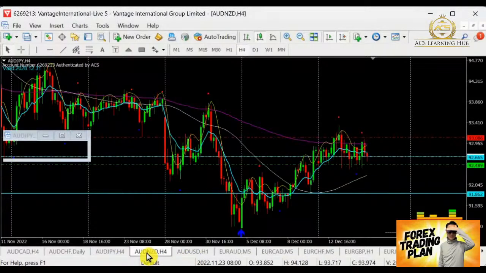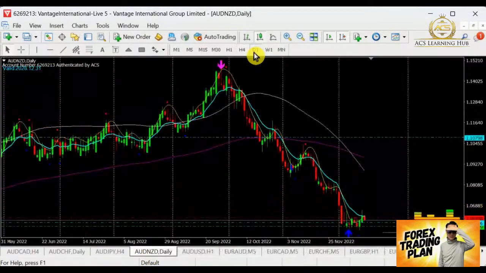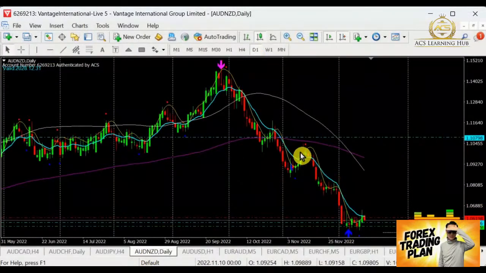Now Aussie Kiwi. We are in the bear, but this bear has already reached a support, an area that is quite strong and can obstruct the selling.